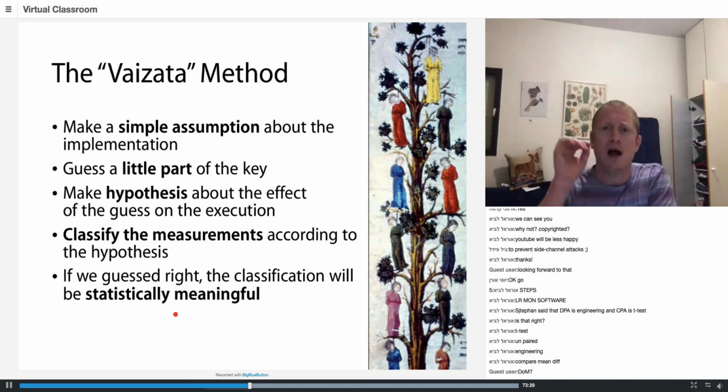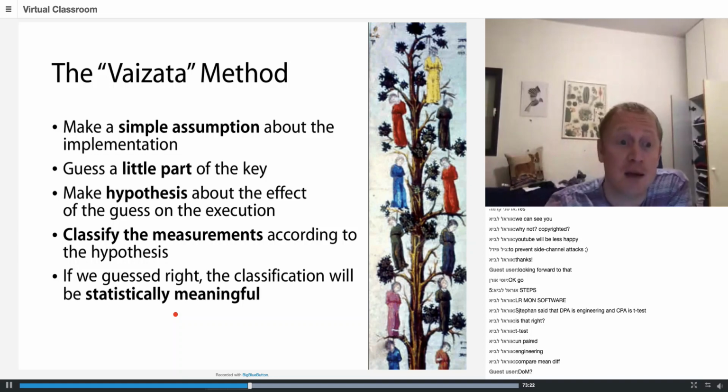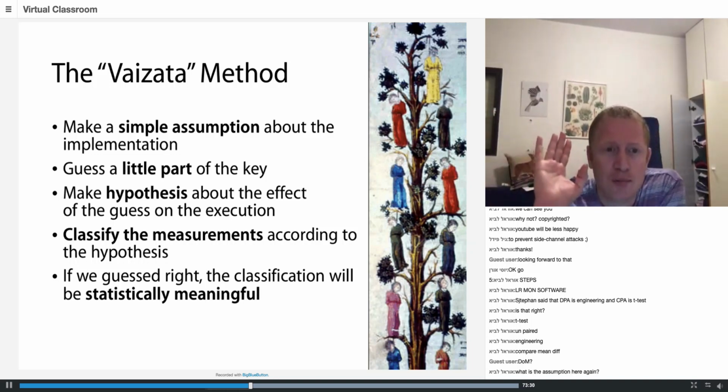And now I want to do DPA. So I'm going to do it in MATLAB. Well, I'm going to do it now. I'm going to do the entire method step by step using DPA.